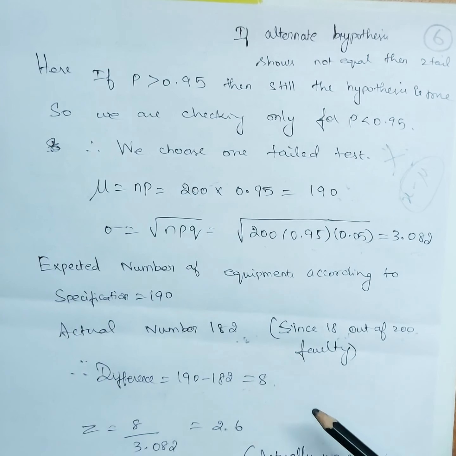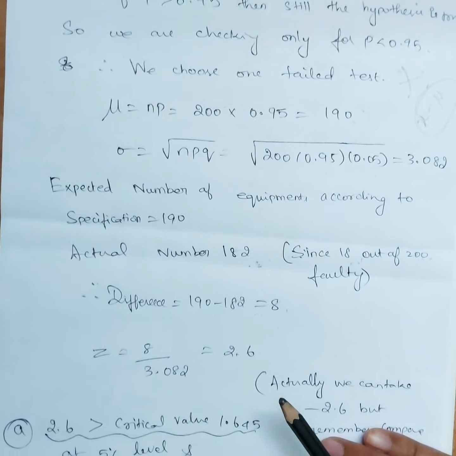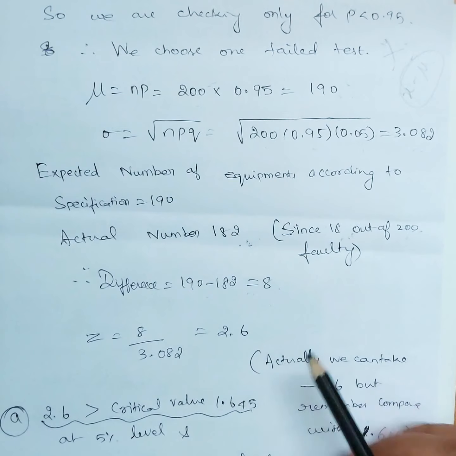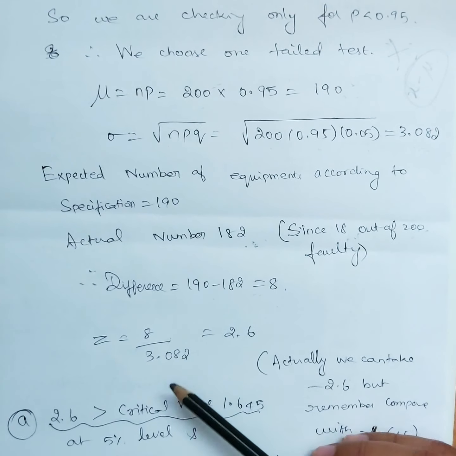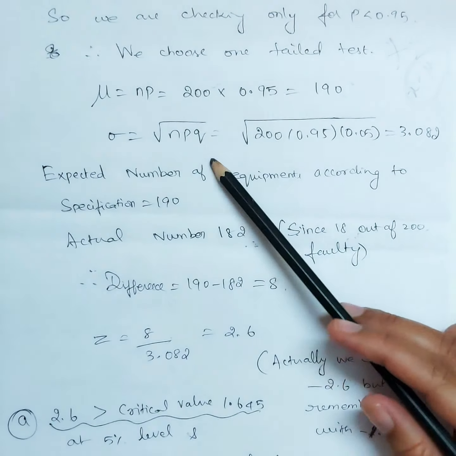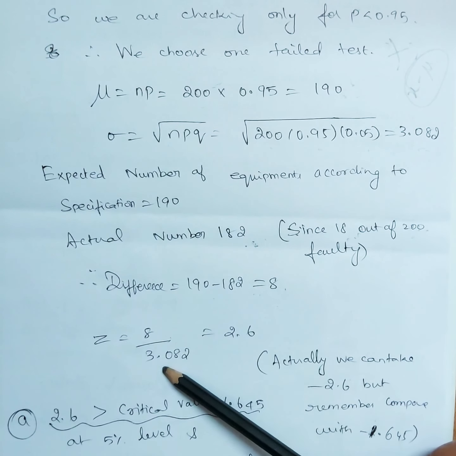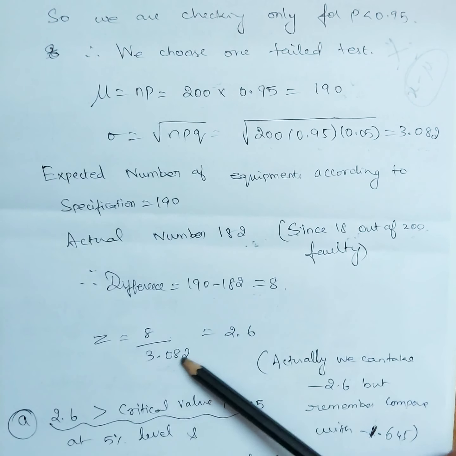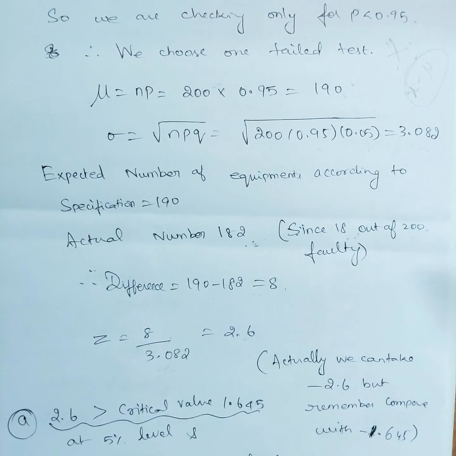So Z is equal to X minus mu by root of NPQ. The difference is 8, divided by sigma 3.082, which we just got. We are getting 2.6.